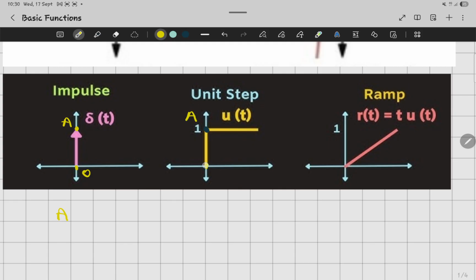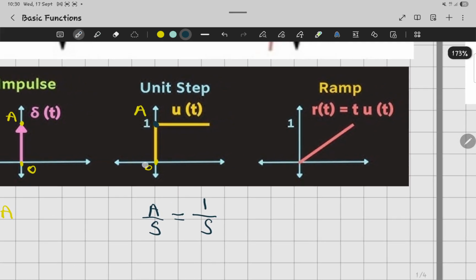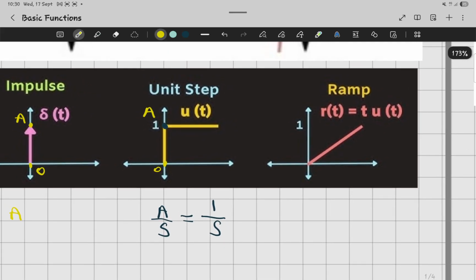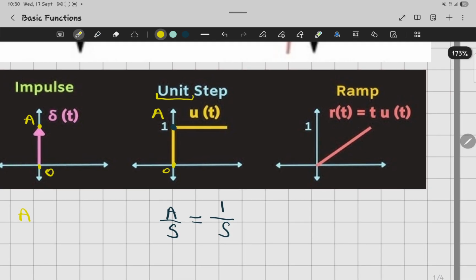Now let's go, and this is where we have our amplitude. Okay, and this one is actually where we have 0. So this is a unit step, and the representation of a unit step in the S domain is gonna be A over s. Okay, and since A equals 1, as you can see, it's gonna be 1 over s, which is our unit step representation. Okay, and that's because we have this unit and our amplitude is equal to 1.